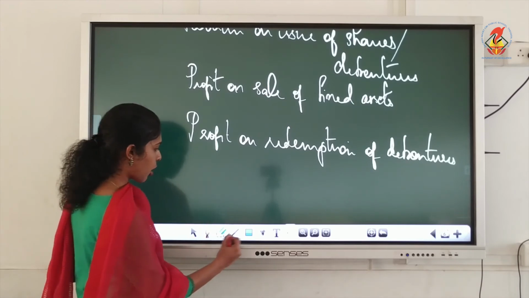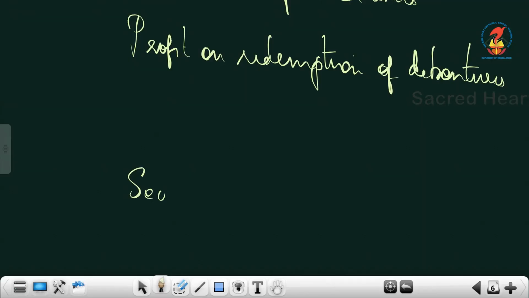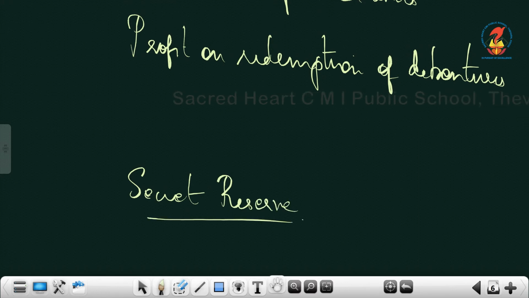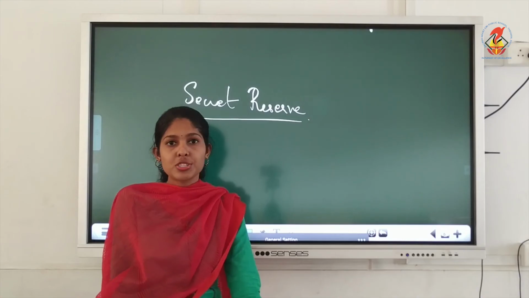Then as a next topic you can just write a term which is familiar to you. When you get a question like types of reserves, you just have to write revenue reserve and capital reserve. This you give as a separate heading, secret reserve. Okay, and that you have learned in that portion, prudence or conservatism.